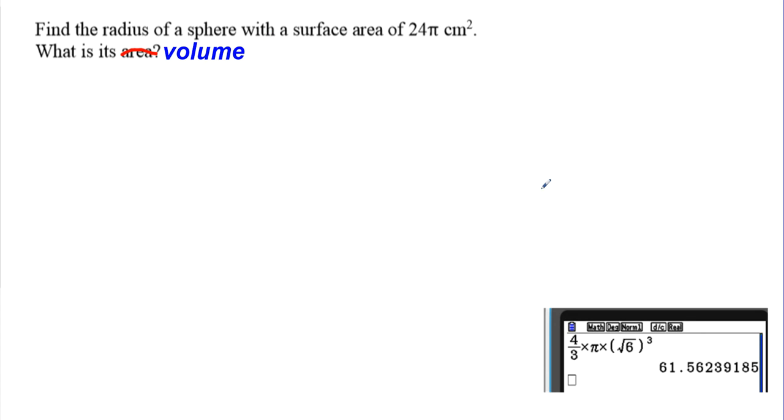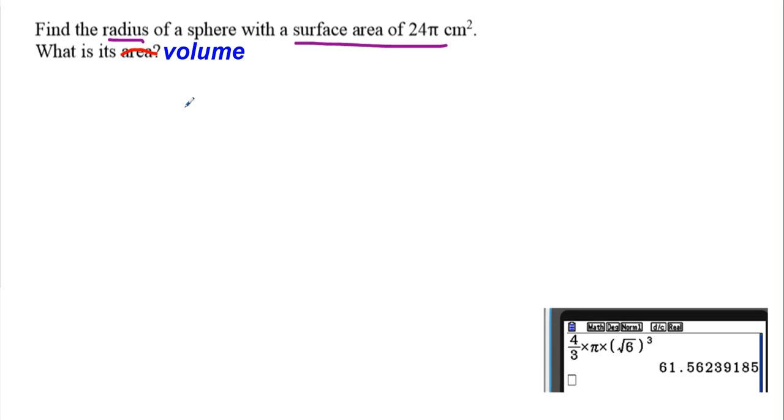So basically, spheres is just plug and play formulas. It doesn't make it very interesting for high school work. It's more middle schoolish if we just told you to find the surface area. But here we're given the surface area and we're going to find the radius.